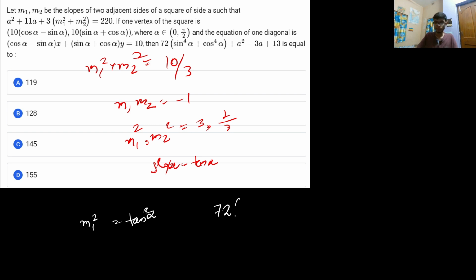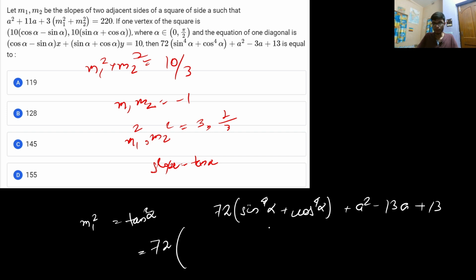So what we are trying to find is 72 times of sine to the power 4 alpha plus cos to the power 4 alpha plus a square minus 13a plus 13. So if you solve this, the slopes of the sides are tan alpha and minus cot alpha. So what I can do is write this in terms of tan alpha.